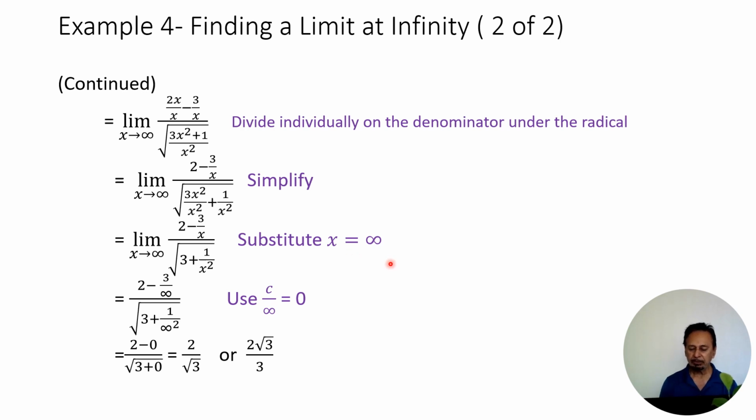So now we substitute x equal to infinity where the x is. It becomes 2 minus 3 over infinity over the square root of 3 plus 1 over infinity squared. We use the fact that a number divided by infinity is 0. A number divided by infinity squared is also 0. So we have 2 minus 0 over the square root of 3 plus 0. So 2 minus 0 becomes 2, and the square root of 3 plus 0 becomes the square root of 3. Now you can rationalize, so for the final answer you can put 2 times the square root of 3 over 3.